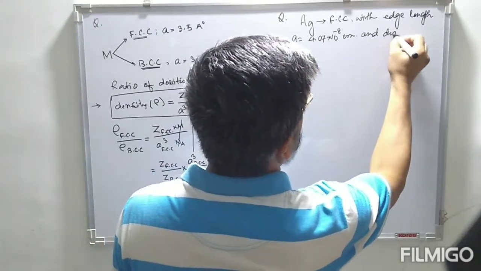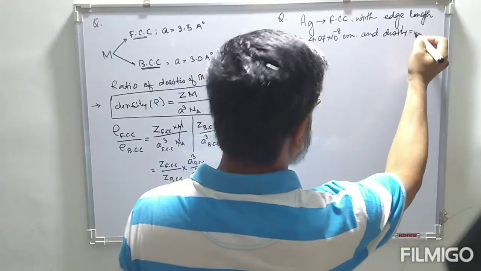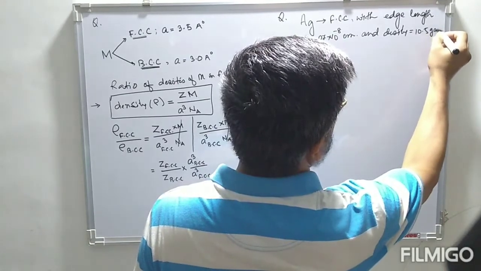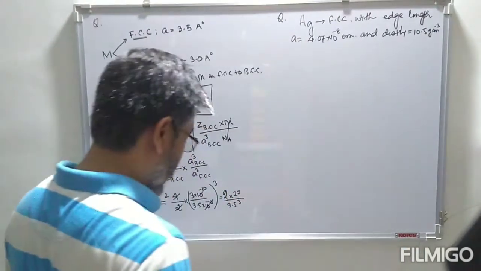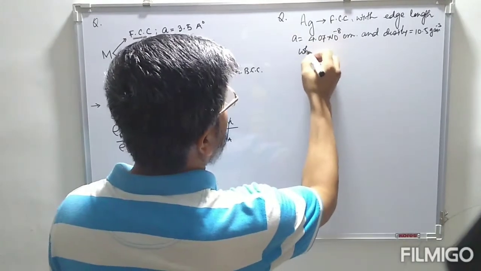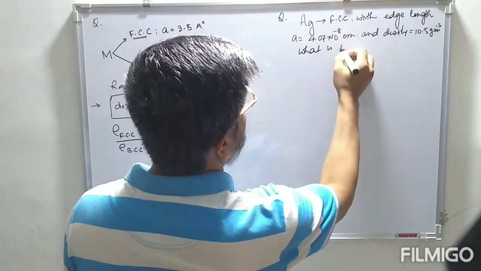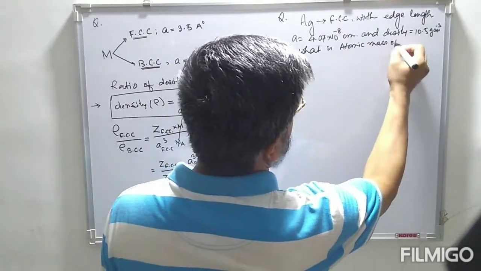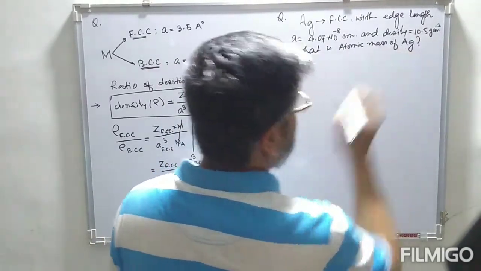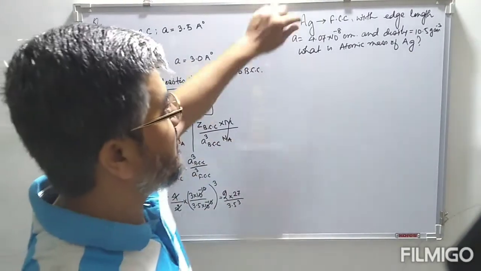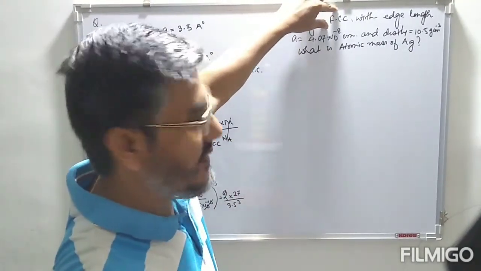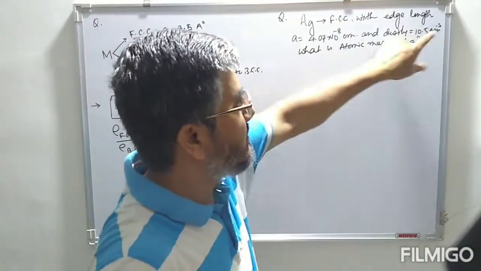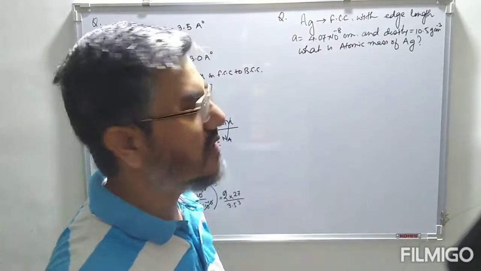and density equals 10.5 gram per centimeter cube. Then what is the atomic mass of silver? So the question says, what is the type of lattice? That is FCC lattice. What is the edge length? That is given. What is the density? That is given. So what we have to find out is the atomic mass.